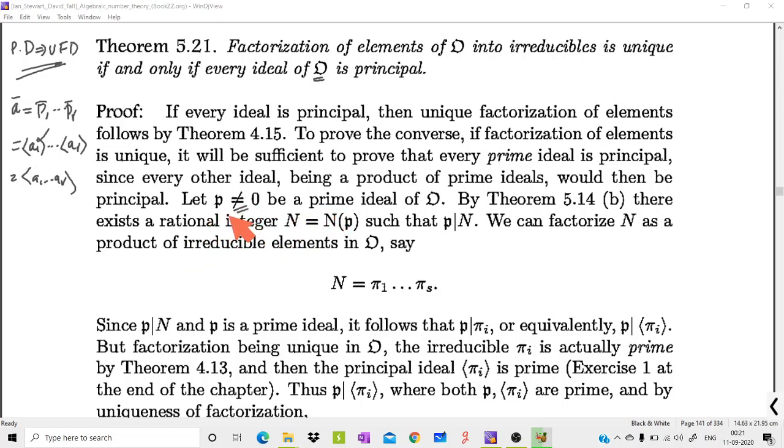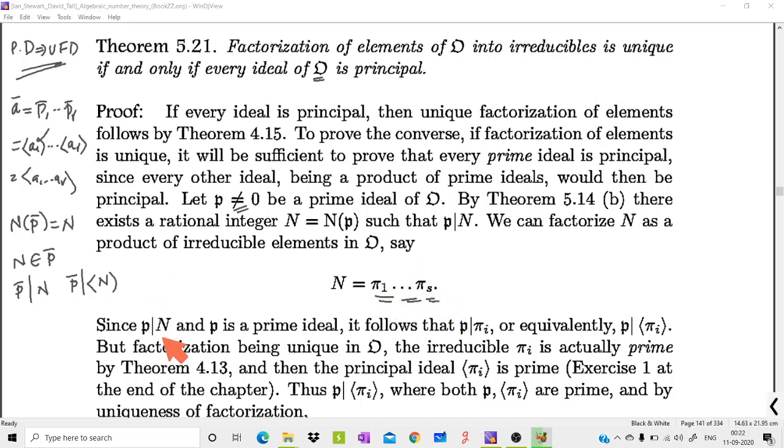So we start with a non-zero prime ideal. If you consider the norm of this prime ideal P, that will always be a positive integer n, and we have n belongs to P. Consequently, we have P divides n. That is, P divides the ideal generated by n. But we know that every element of O can be written as a product of irreducibles. So this n as well, P divides n, and this n can be written as a product of irreducibles, say pi 1, pi 2, etc., pi s.